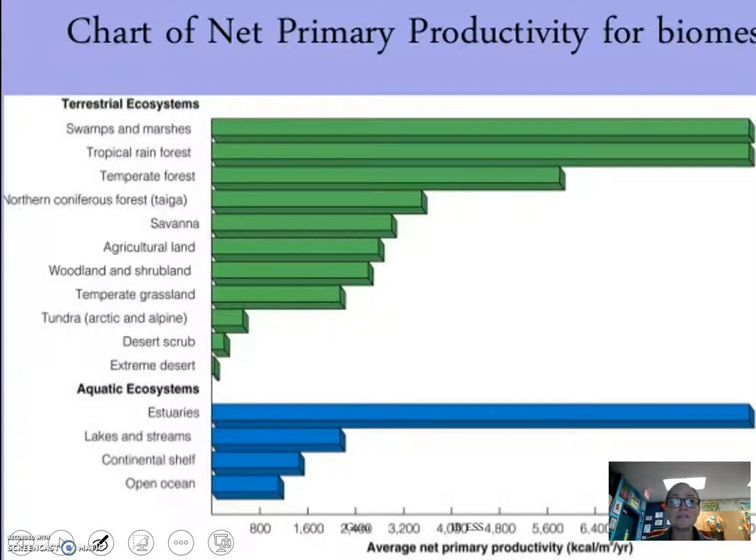Now, estuaries are kind of like wetlands, where fresh water meets ocean water, and it's in shallow waters, and so you have nutrients, you have sunlight, you have dissolved oxygen, and so you're going to have quite a bit of photosynthesis occurring. Whereas if you think about the open ocean, the open ocean may have tons of sunlight and water, but it may be lacking nutrients like nitrogen or phosphorus, therefore making it harder for the phytoplankton to grow in the ocean and do photosynthesis.